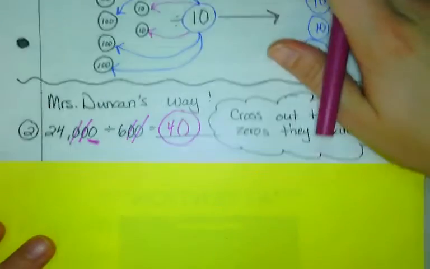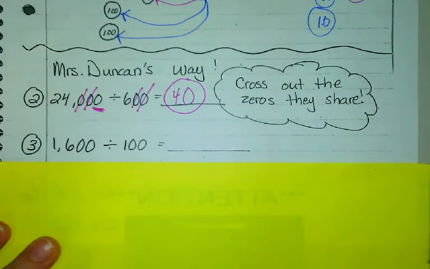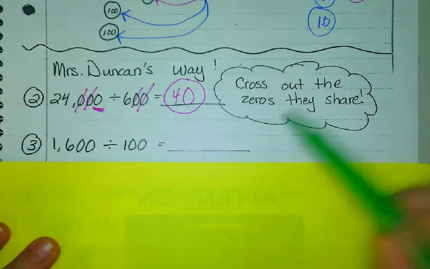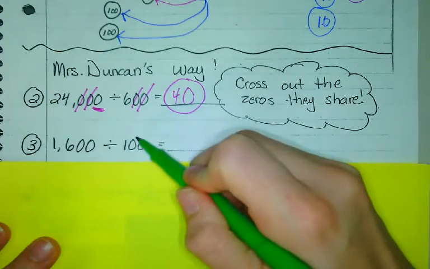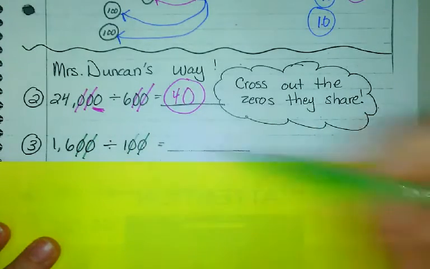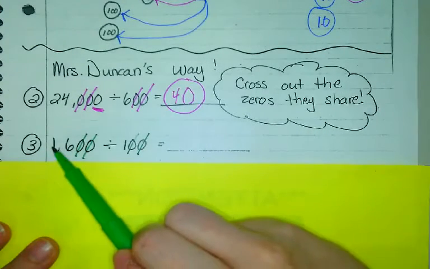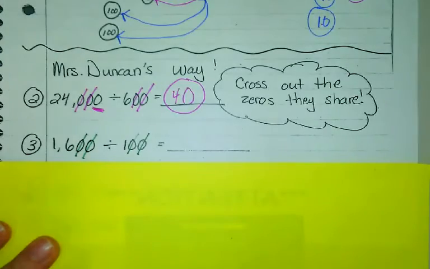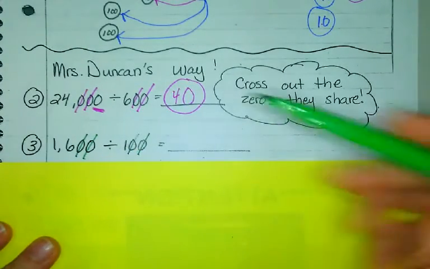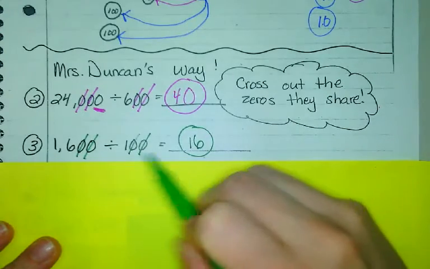Okay, let's try another one of those. And you're writing this down for me? I have 1,600 divided by 100. I want to cross out the zeros they share. Well, here's 1 zero. Here's 1 zero. Here's another 0. Here's another 0. In this case, they share the same amount of zeros. So that makes it pretty simple for us. I just have to say now, what's 16 divided by 1? Well, 16 broken up into one group is still going to be 16. I don't have to put any zeros because I don't have any leftover zeros.